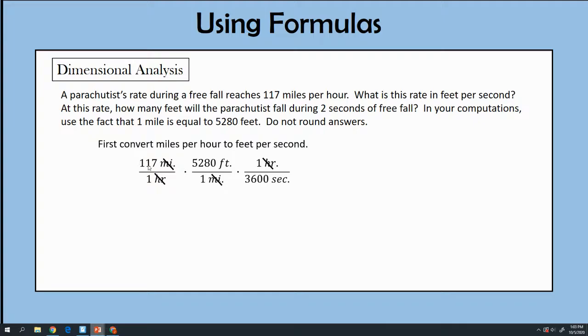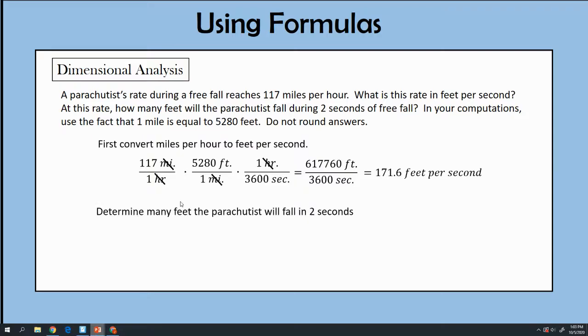All right, now multiply the numerators together and the denominators together. We get 617,760 feet in 3,600 seconds. If I divide the top by the bottom, it's 171.6 feet per second is what you would be falling. Okay, so that took two different rates to help convert.